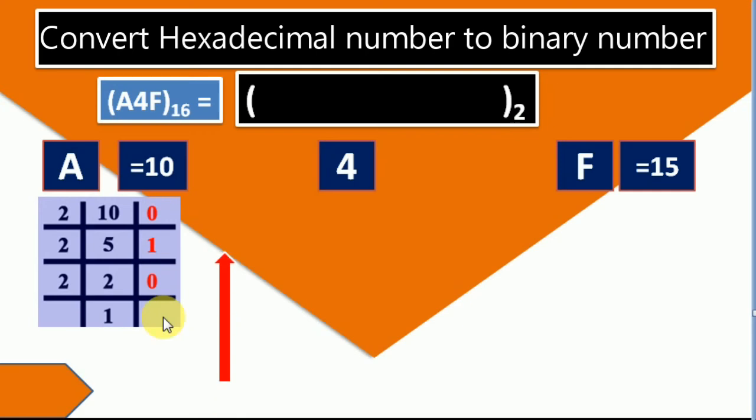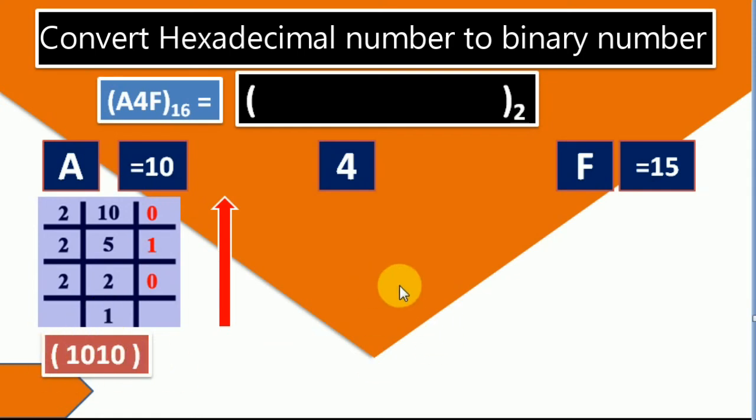So from down to top, what is the binary? 1 0 1 0. It's 1 2 3 4, 4 digits are there. That means a group of 4 numbers. It is completed. So let's move to the next one, that is 4.